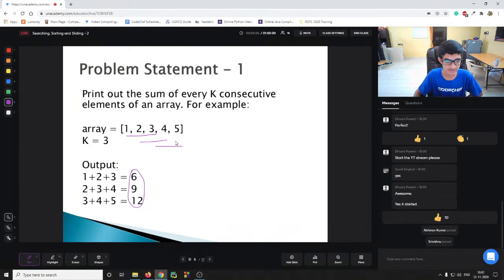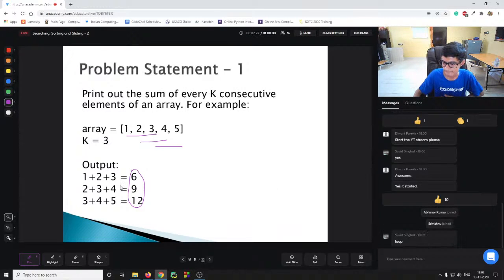Can you guys think of any way you would do this? How would you do this normally if you were required to solve this problem? How will you solve the problem? You can go ahead and give your solutions in the comments. Yeah, we will look through that.